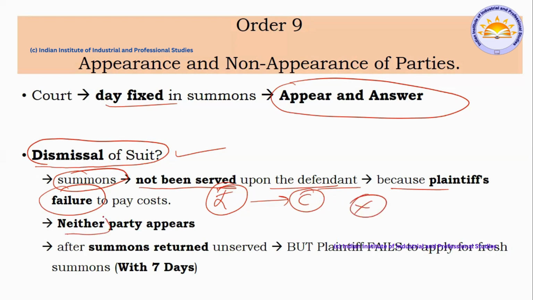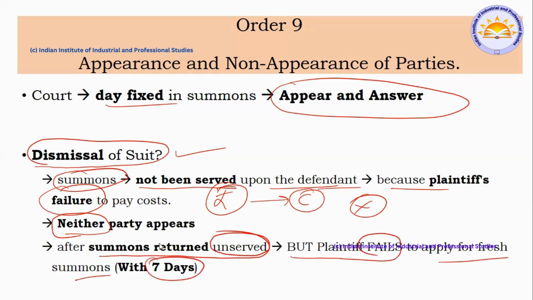And if neither party appears, what will the court do? It will dismiss it. And where summons is returned unserved, but the plaintiff fails to apply for a fresh summons within 7 days. X has sent summons to Y, but it has returned because maybe Y is not in the place, and X has failed to resend it. Then what happens? Dismissal of the suit happens.